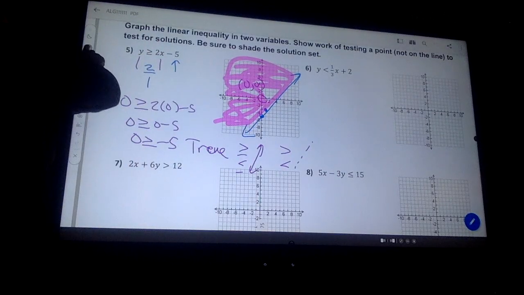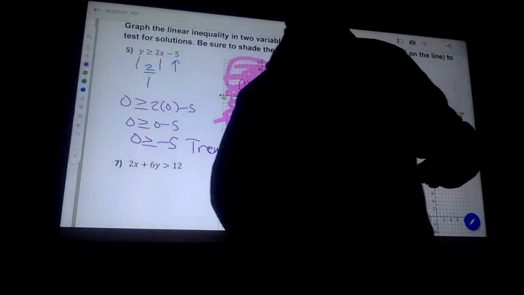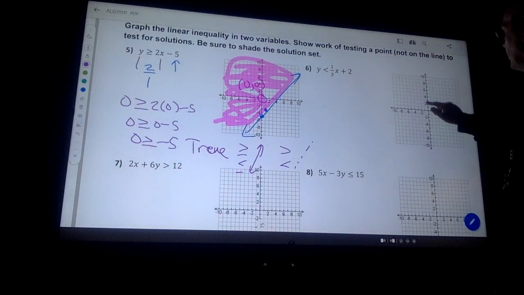Okay, let's try the same thing with number 6. Positive 2 is right there. I have a slope of 1/3, so up 1, right 3. I don't have the equal sign, so this has to be a dotted line.